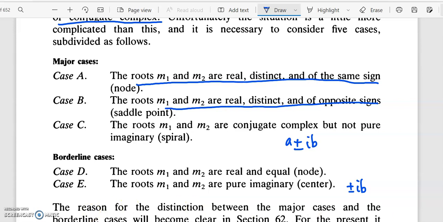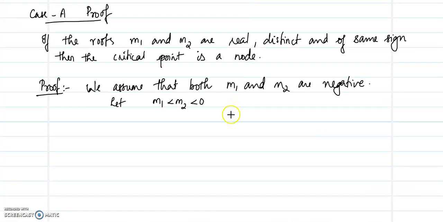So when you have a linear autonomous system, using the values of m1 and m2, we can decide what type of critical point we get. Look at the proof for each case. First we'll see the proof for case A.